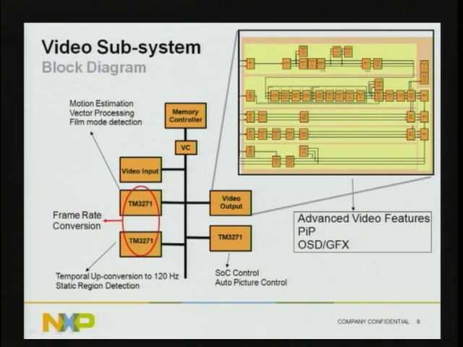One of those Trimedias is fully dedicated to the motion estimation and our proprietary motion vector processing in order to improve the picture quality. And the other Trimedia is fully dedicated to the actual interpolation and calculating the missing pictures that you do not have. And realize here that if you receive, for example, film content, which enters your system at 24 Hz, you actually have to interpolate 96 pictures per second to come to the 120 Hz.